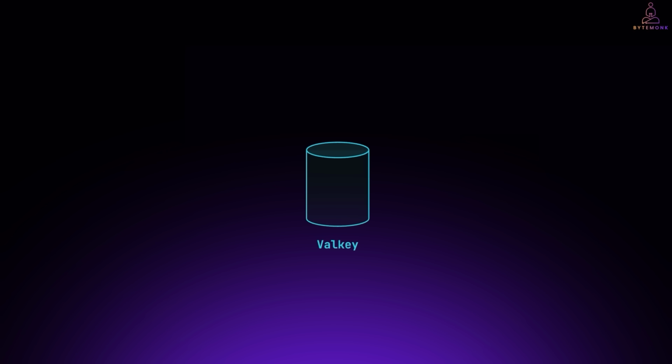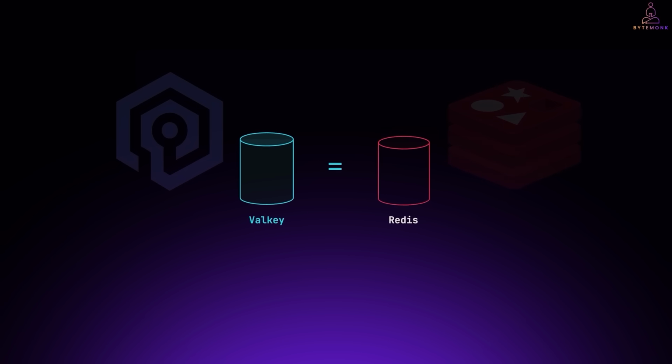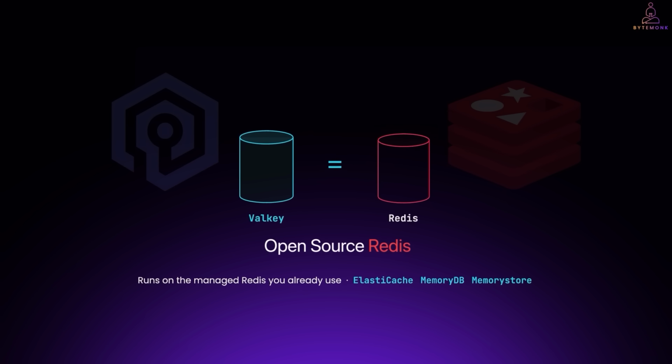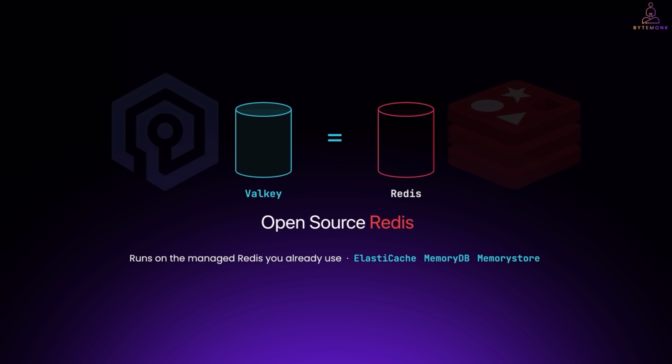Now before we get into the tool, one quick thing about the name. You are going to hear me say Valkey a lot. Valkey is just the open source version of Redis. It speaks the same commands and behaves the same way. So if you are running Redis today, everything in this video applies to you too, including the managed Redis most teams use, like Amazon's ElastiCache or MemoryDB. Nothing here asks you to migrate or switch databases. You just point these tools at the database you already have.